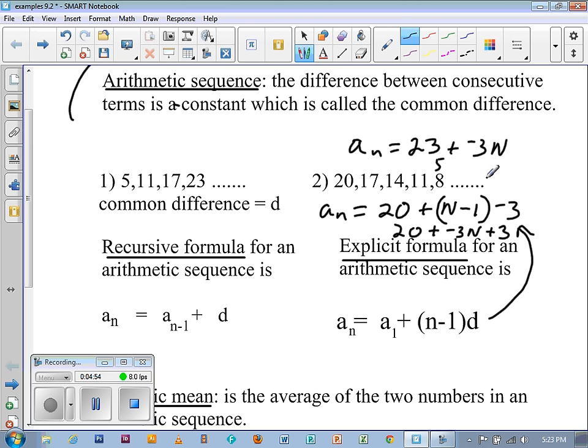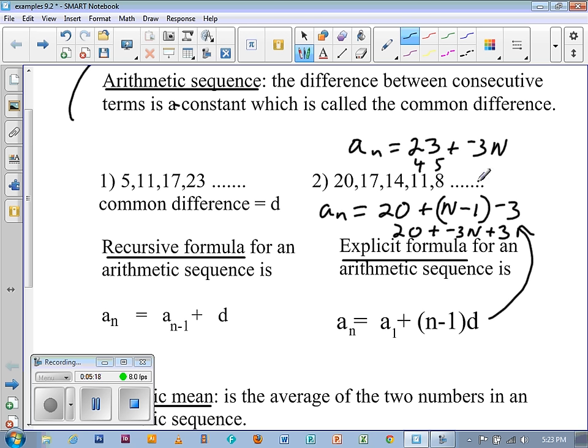So that should generate an 8. Well, -3 times 5, remember you're multiplying by the term you're on, is negative 15 plus 23 is 8. If I look at the fourth term, negative 3 times 4 is negative 12 plus 23 is 11. So you can see now you can just come up with any term that you want.